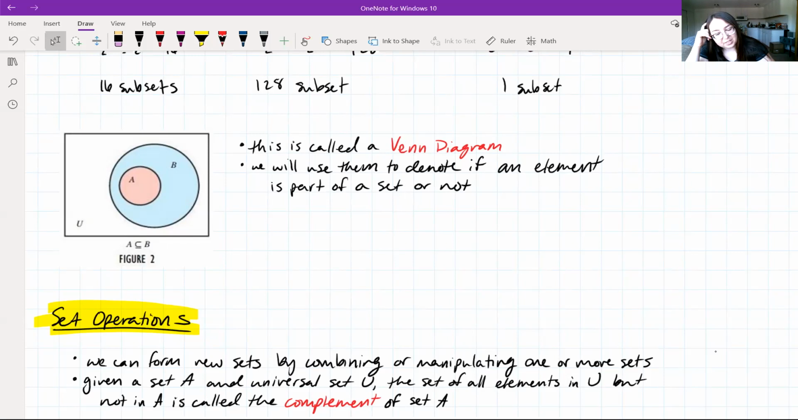And we're going to use them to denote if an element is part of a set or not. So you see below, right above the words figure 2, we see A is a subset of B. And the way that we're looking at this is we're seeing that A is a circle that is inside the circle B. So we know that this is a subset since we see that the circle A is inside B.